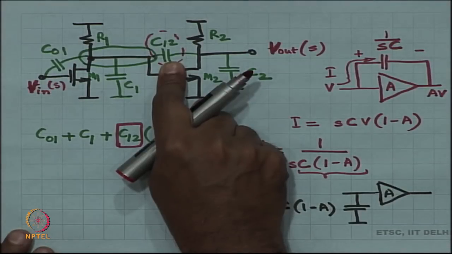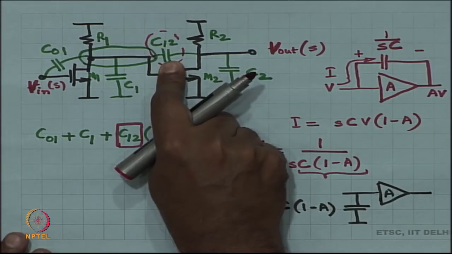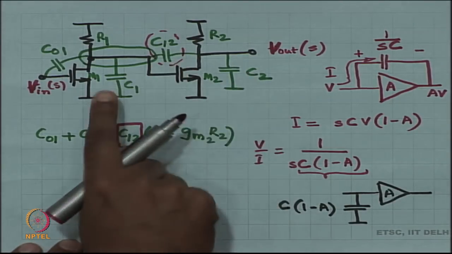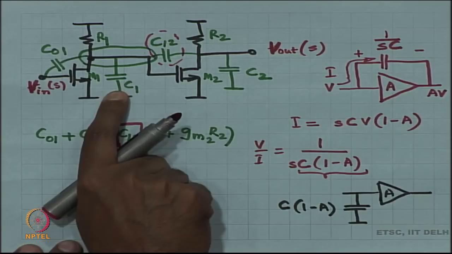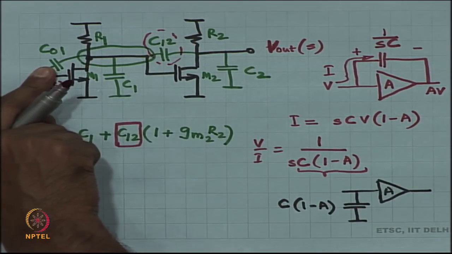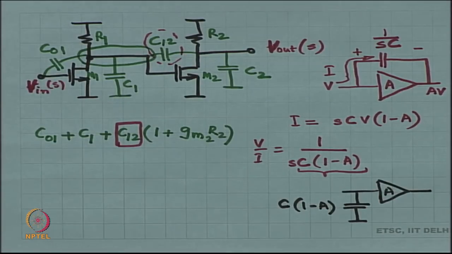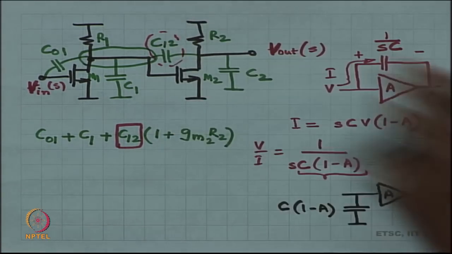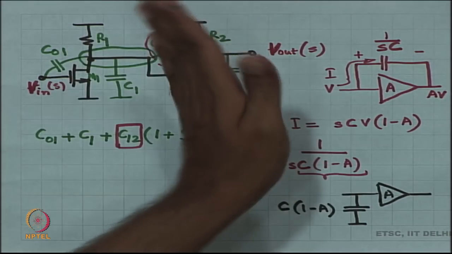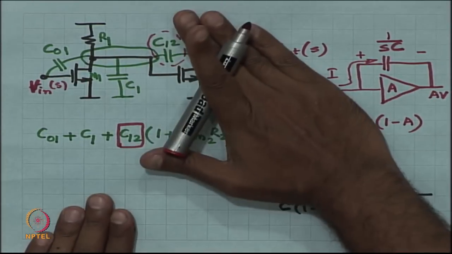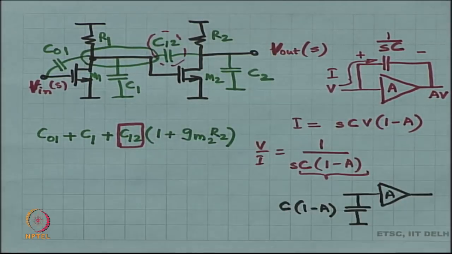C12 is going to behave like a short circuit at this high frequency at omega 2. C1 is also going to behave like a short circuit. C01 is also going to behave like a short circuit. Everything is a gigantic short circuit. Let us not worry about C2 over here. R2 and C2 are part of my load, so let us not talk about them.